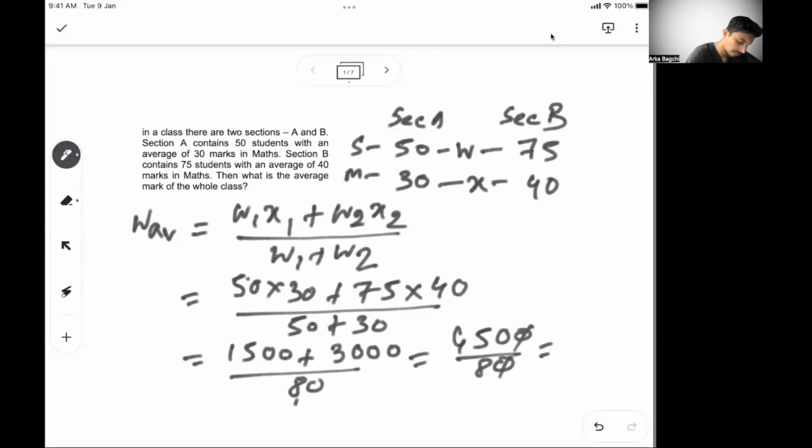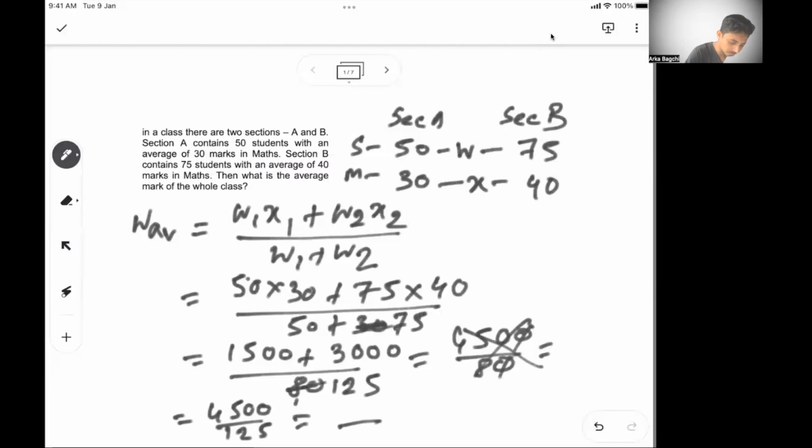Okay. So this is not 50 plus 30. This is 50 plus 75. Sorry, this has to be 125. So if I just ignore this part, this said 4,500 by 125. If you divide by 25, the bottom becomes 5, the top 180, and what happens is 36. This is the way you can do it, and the average is 36.